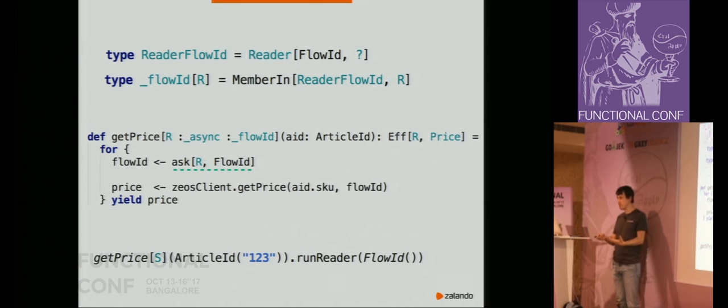And if we want to run this method, we need to run the reader. We need to interpret it with the run reader interpreter and pass it the flow ID coming from our client.